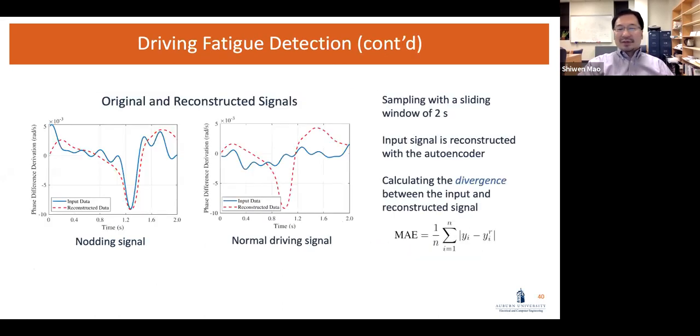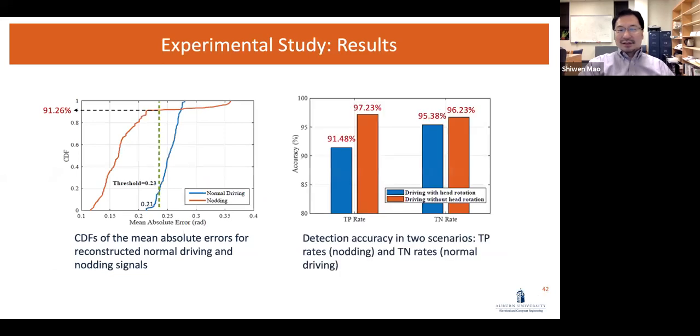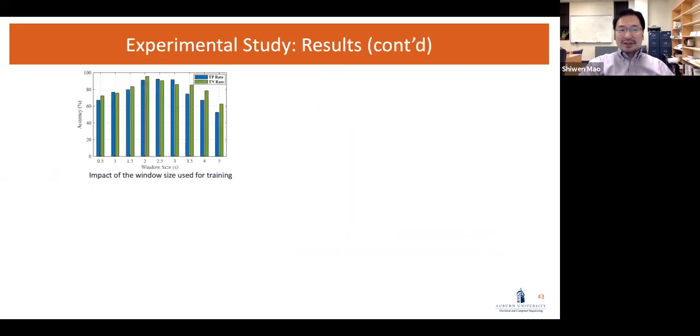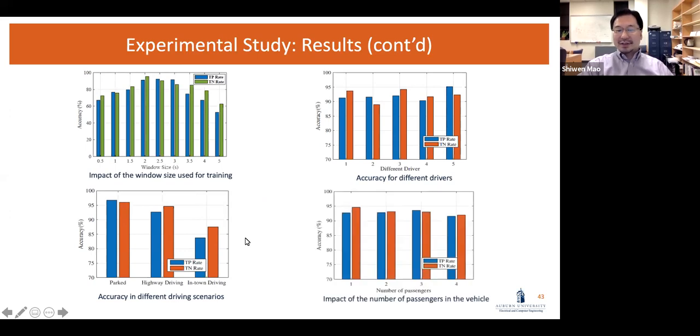Eventually we also tested the system in the real driving environment. You can see the accuracy is within a 80–90% range, whether the car is parked, on highway driving, or in street driving.